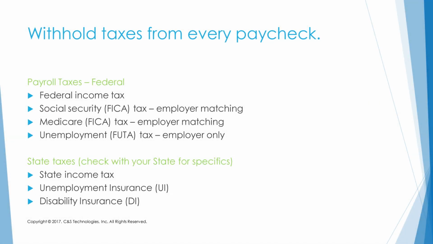First, you need to withhold taxes from every employee paycheck. From every paycheck, an employer is required to withhold federal and state payroll taxes. Federal taxes include income tax, Social Security tax, Medicare tax, and unemployment tax. State taxes will generally include income tax, unemployment insurance, and disability insurance. There may be additional state taxes required depending on your state, so please check with your state for specifics.